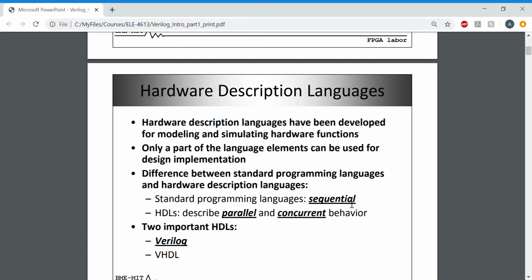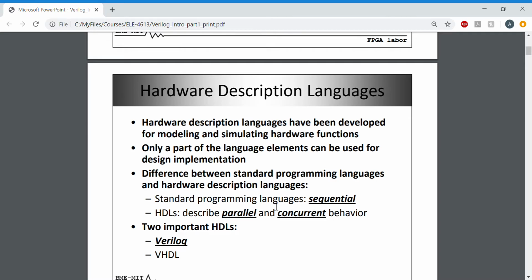HDL, no, it's not the same thing. That's why they are called hardware description languages. You're describing something that is hardware. So hardware exists in parallel. If you have 20 transistors and you power them up, the 20 transistors are going to start working, right? So they are inherently parallel. They are by construction parallel. So HDLs describe parallel and concurrent behavior. Concurrent means something that's happening at the same time.